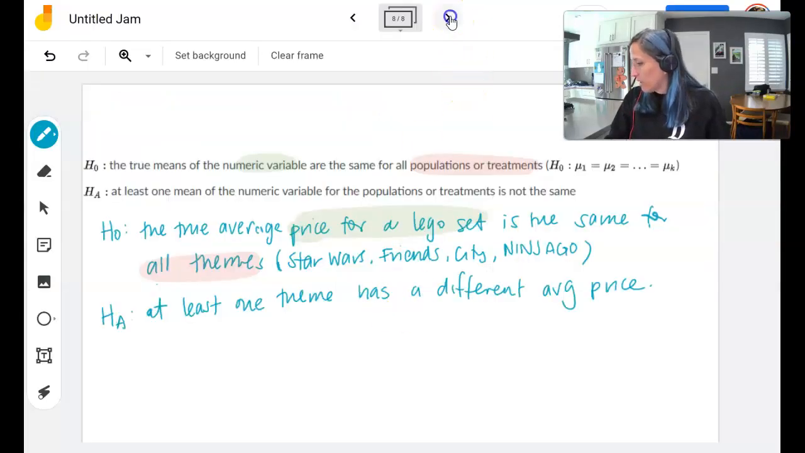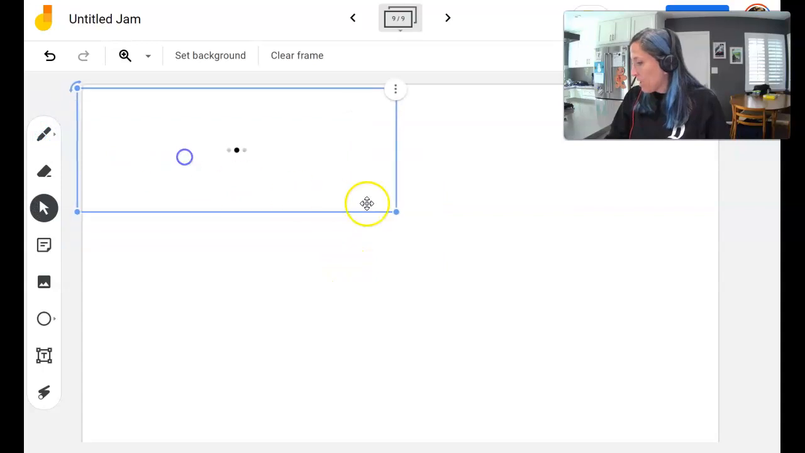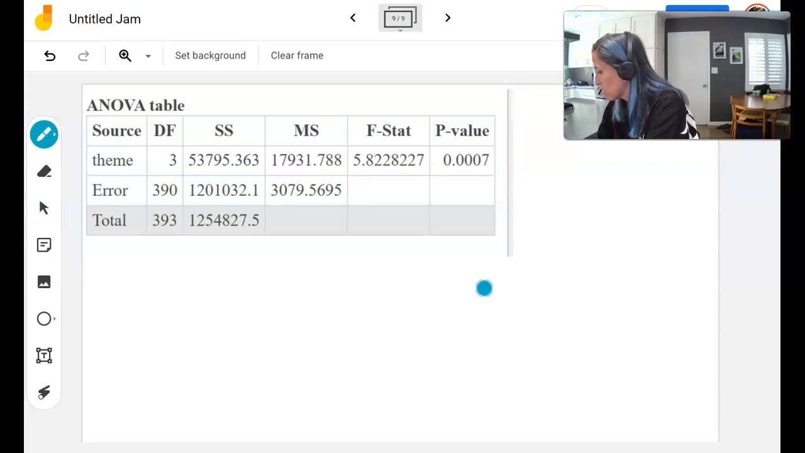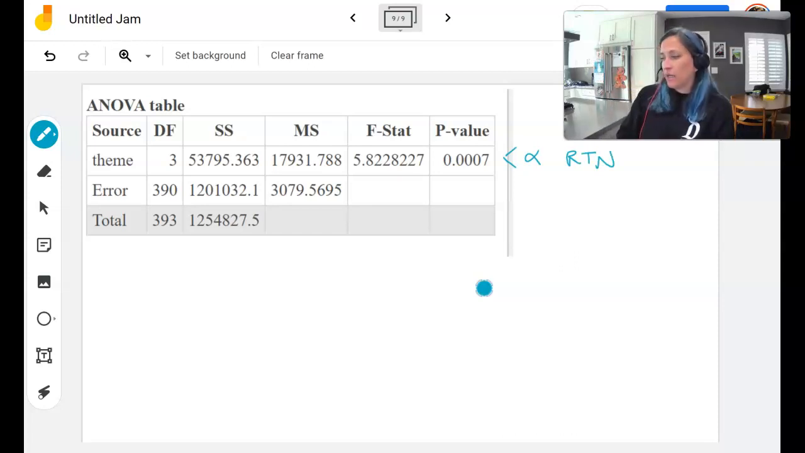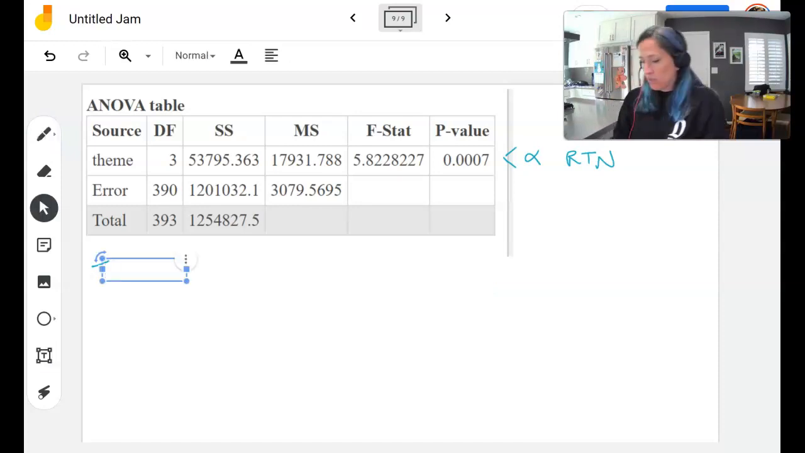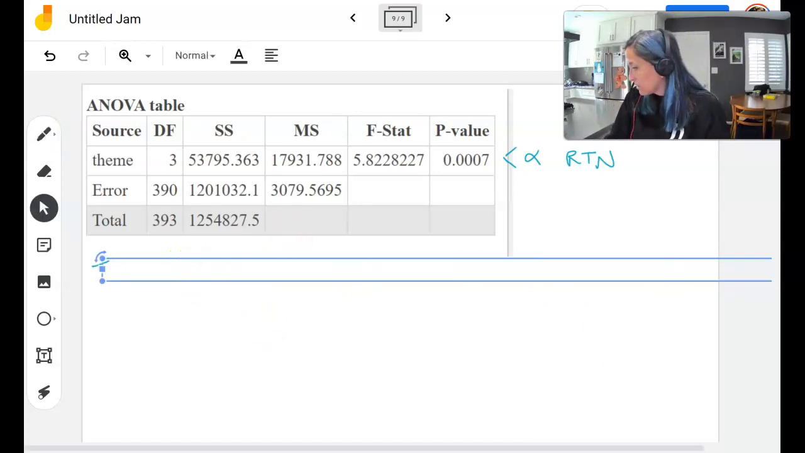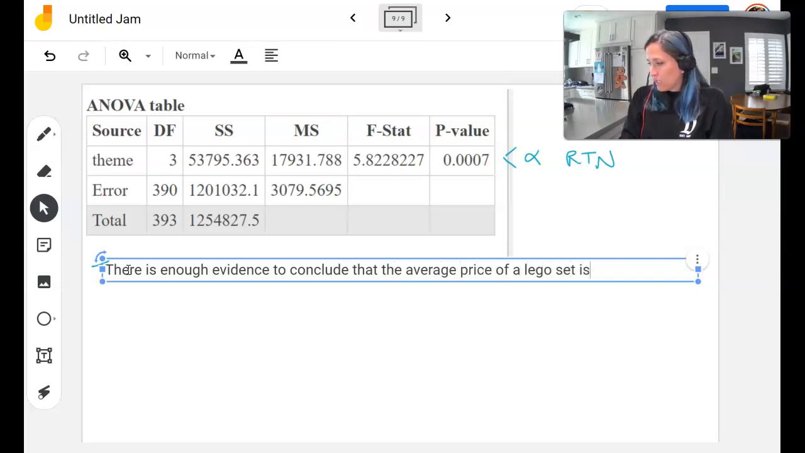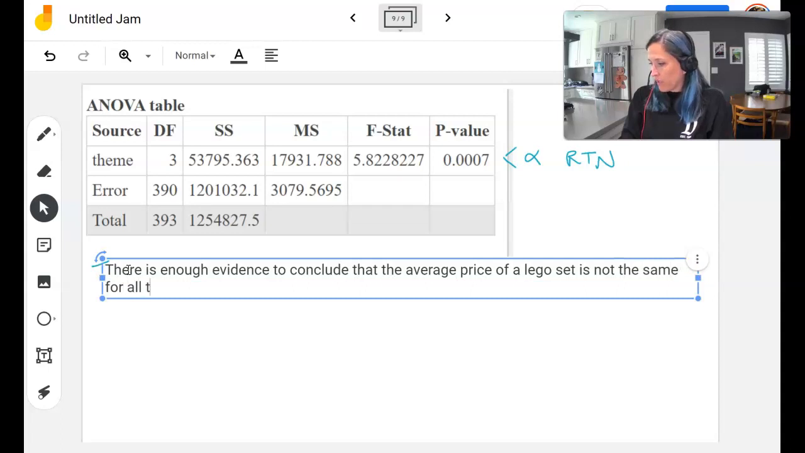So we'll come over here. Our ANOVA table has a p-value that is extremely small. This is smaller than any reasonable alpha. So we would reject the null. All right. So this is telling us there is enough. Let me use my typey one again and then make that bigger. The last time that was disastrous when I tried to write it. All right. There is enough evidence to conclude that the average price of a Lego set is not the same for all themes.